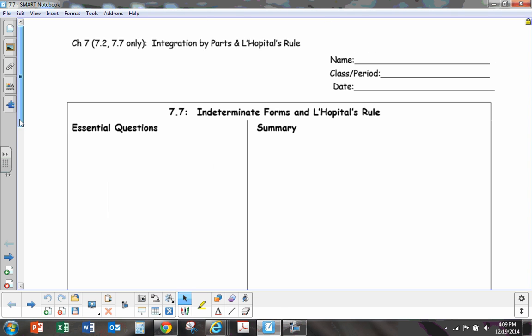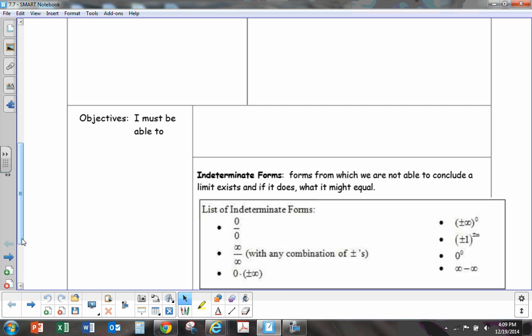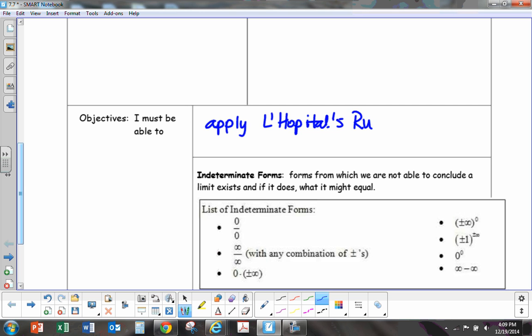Section 7.7 is about indeterminate forms, which come up when we're trying to find limits, and then a technique for finding some limits called L'Hopital's rule. So you have to be able to apply L'Hopital's rule as needed.